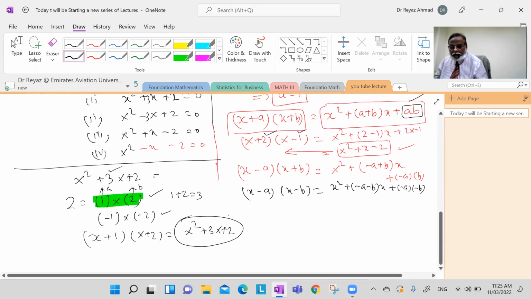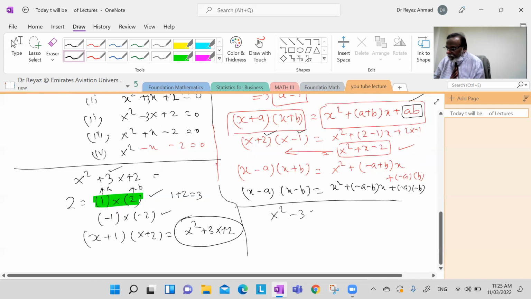So this is very easy. We start with the last number and try to break it into two parts such that the product gives me the number itself, which is 2 in this case. We will try to do the other questions in a similar way.